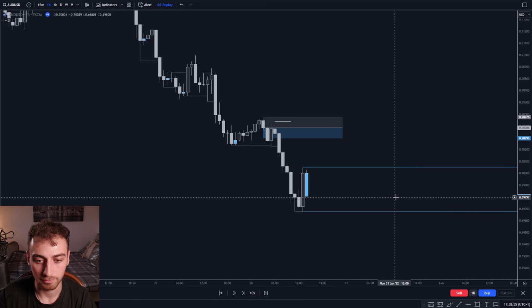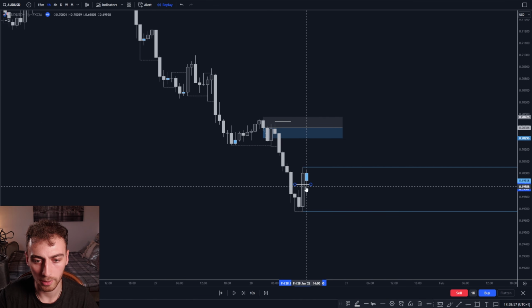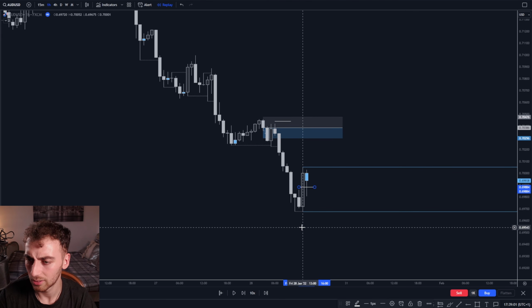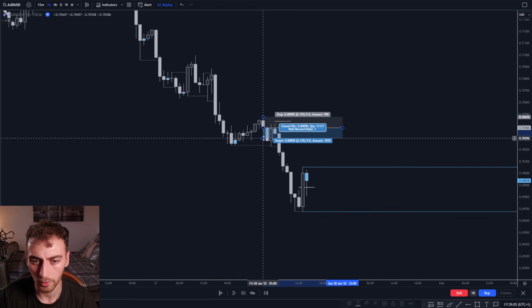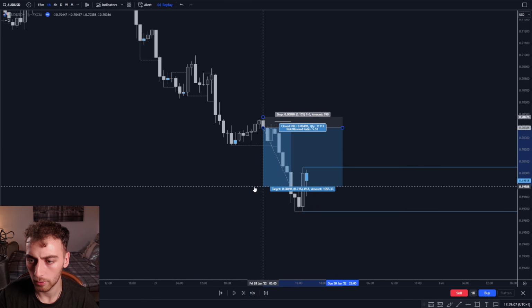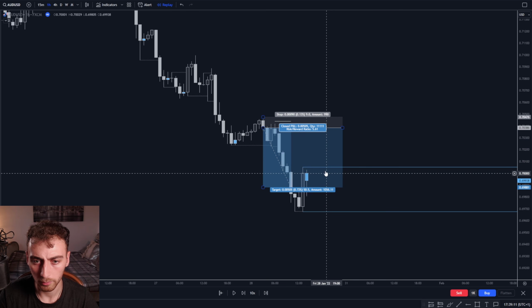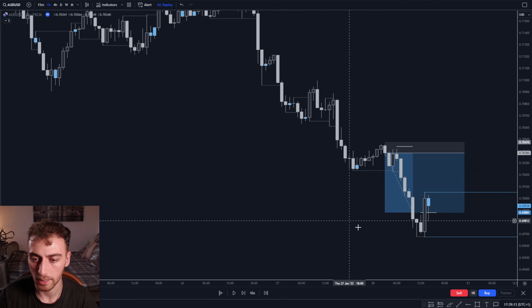Alright, damn, very nice. Okay, I went a bit quick, but this candle broke the low, so I would have locked in my profit right here. So 2 pips above would be 81. Put this down here, 81. There we go, 5.61%. That's great.